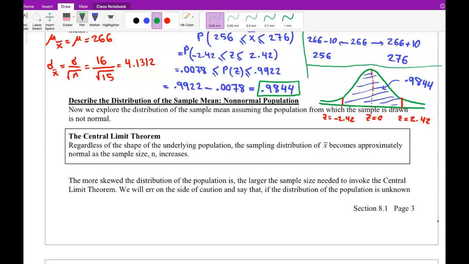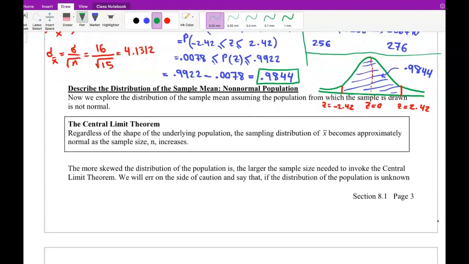Okay, so we finished that part. Now in this part we have the central limit theorem. Regardless of the shape of the population, the sampling distribution of x bar becomes approximately normal as the sample size n increases. So if sample size n increases, the sampling distribution of x bar will be normal.